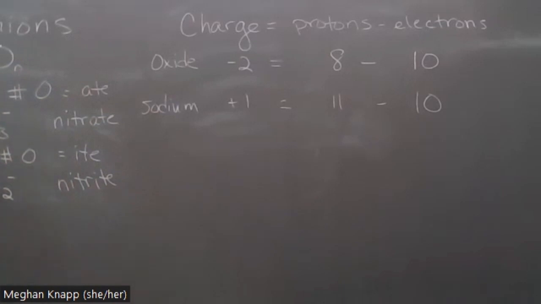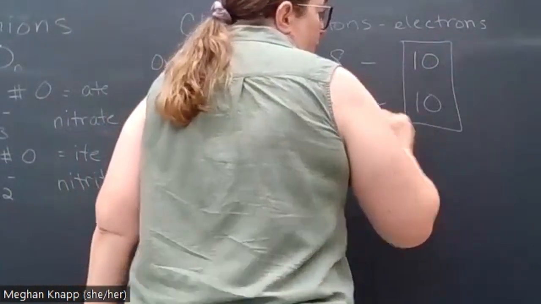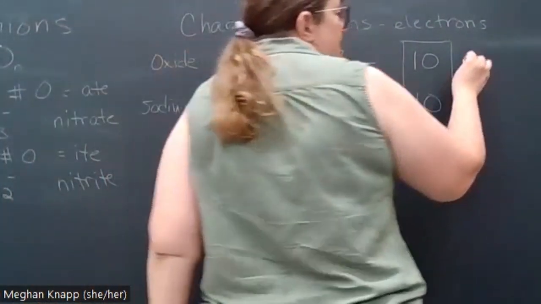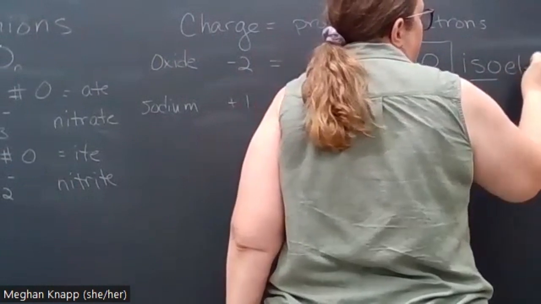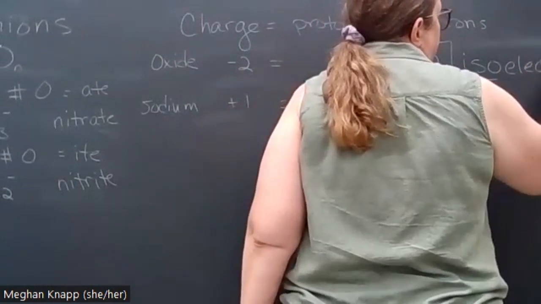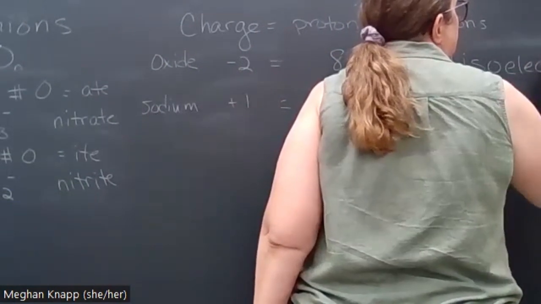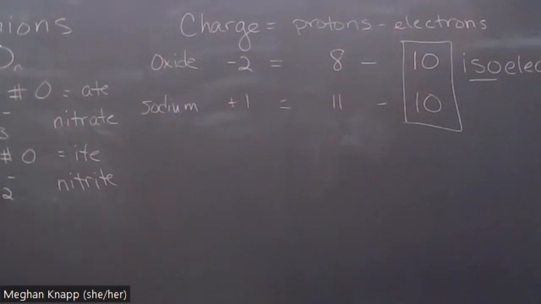Now notice that these both have the same number of electrons. Fluoride and magnesium ion also have 10 electrons. We would say they are iso, which means the same, electronic, because they have the same number of electrons.